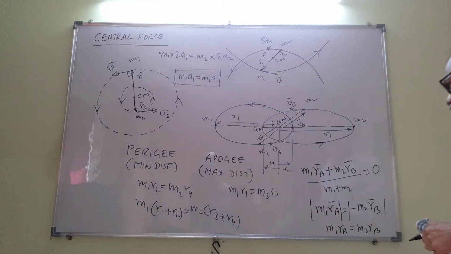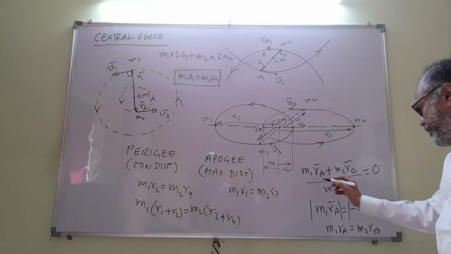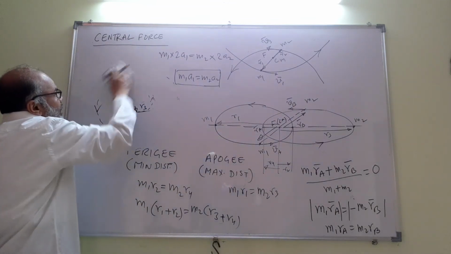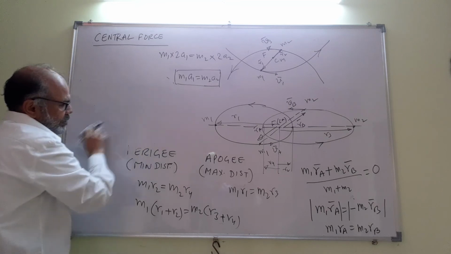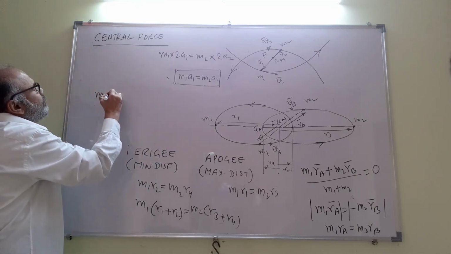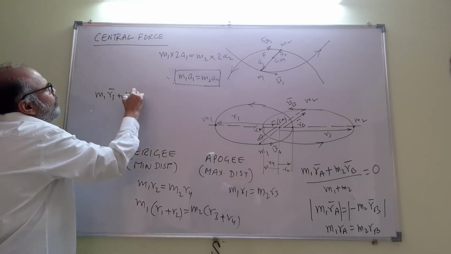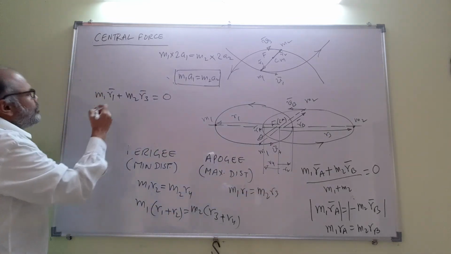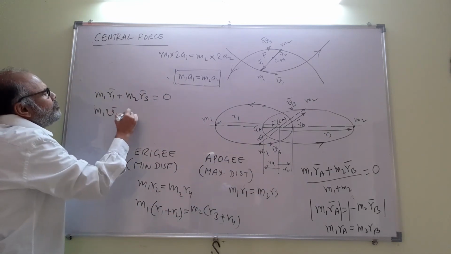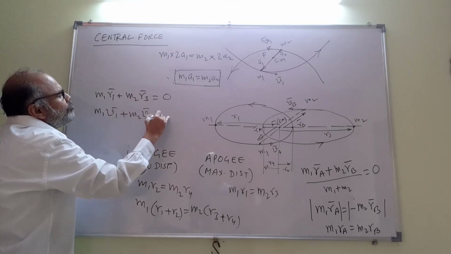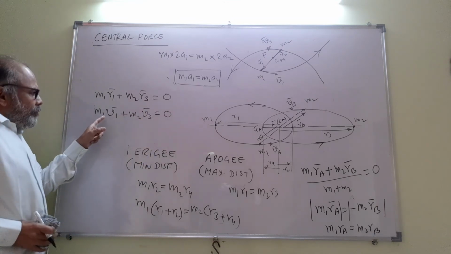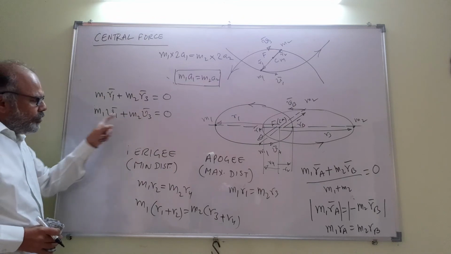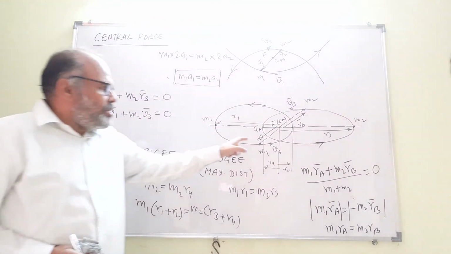Now, let us do another interesting thing. Let us differentiate this. If you differentiate this, you get the velocities with respect to the center of mass. We have M1 R1 plus M2 R3 equal to 0. If you differentiate this, you get M1 V1 plus M2 V3 equals 0, where V1 and V3 are the velocities with respect to the center of mass.